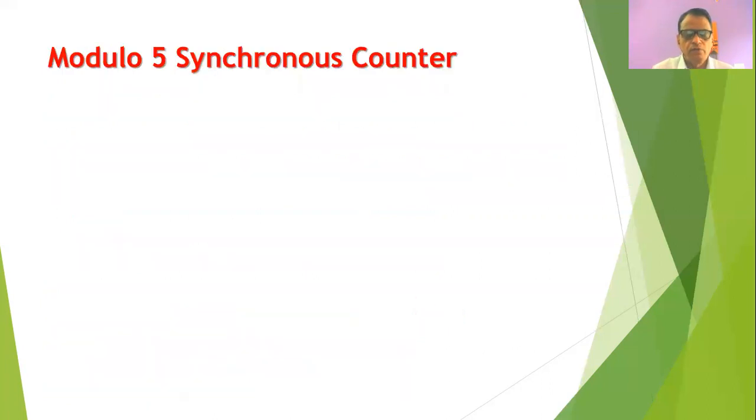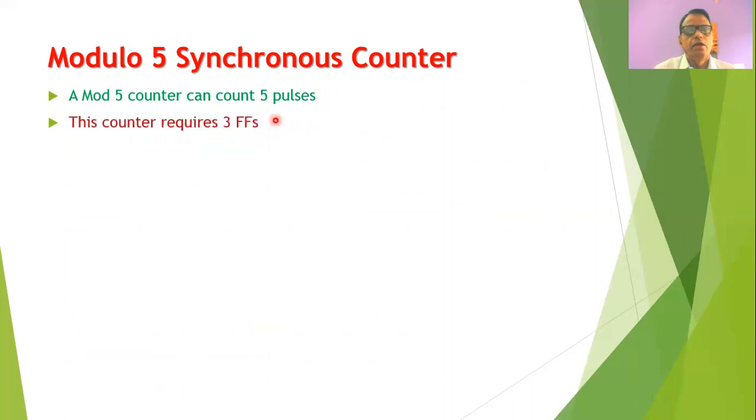We will go for the first counter that we want to discuss today, and this counter is called a modulo 5 synchronous counter. So this counter can count only 5 pulses. Now we know that this figure 5 is greater than 4 and less than 8. And therefore, in order to count 5 pulses, we will require 3 flip-flops, because by using 2 flip-flops, you can count only 4 clock pulses. And therefore, we'll be requiring 3 flip-flops in order to count 5 clock pulses.